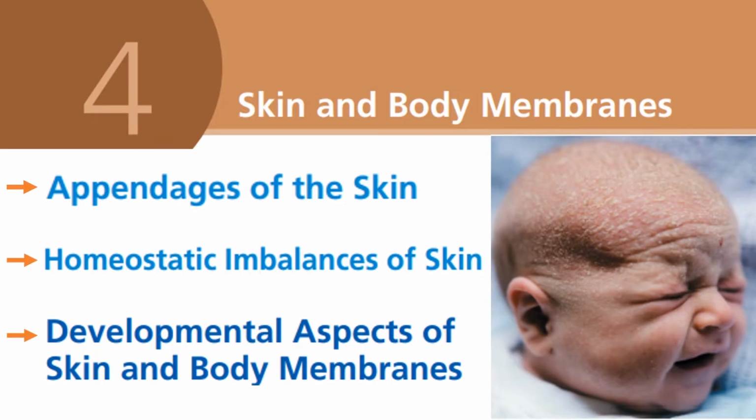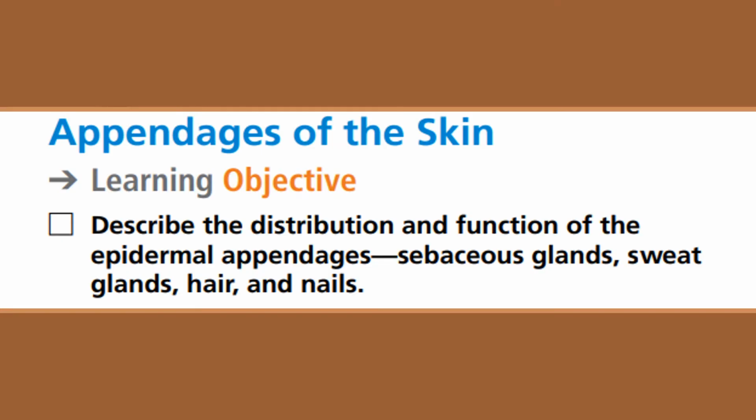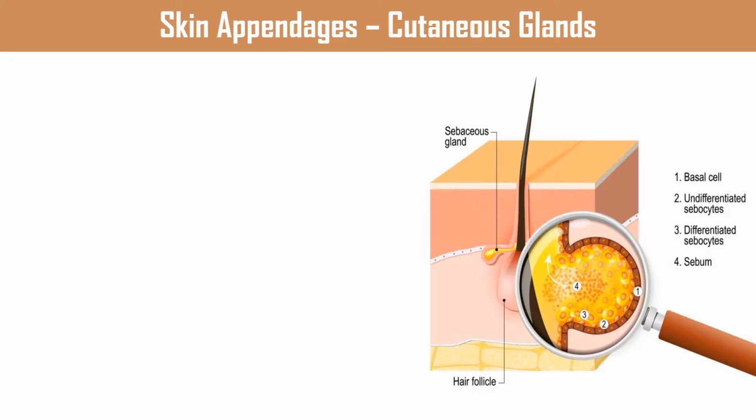Welcome to Science Era. In this video, we are going to discuss appendages of skin, homeostatic imbalance of the skin, and development aspects of the skin and body membrane. Starting with the appendages of skin, we're going to describe the distribution and function of epidermal appendages: sebaceous glands, sweat glands, hair, and nails. Skin appendages, as we said earlier, include cutaneous glands, hair and hair follicles, and nails. Each of these appendages arises from the epidermis and plays a unique role in body homeostasis.